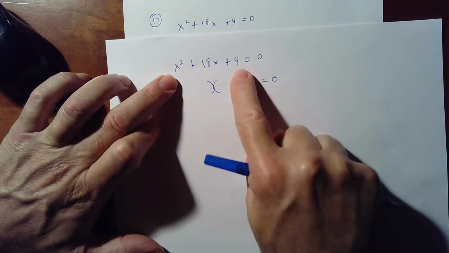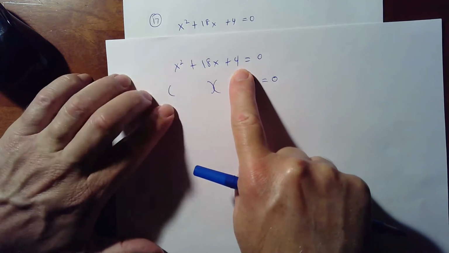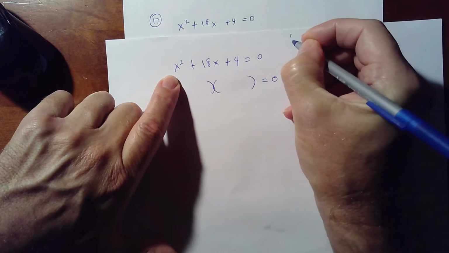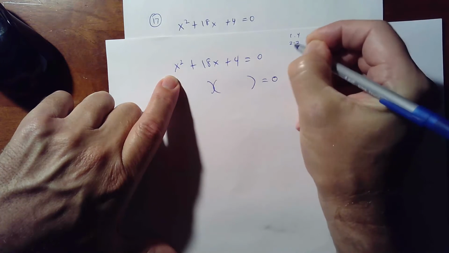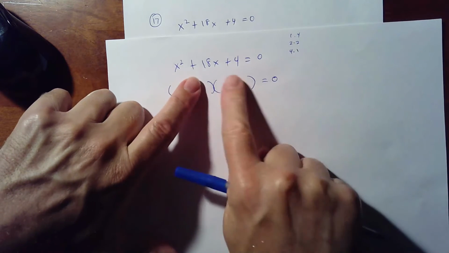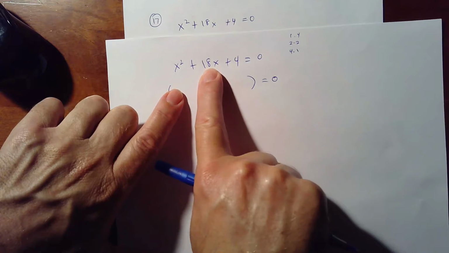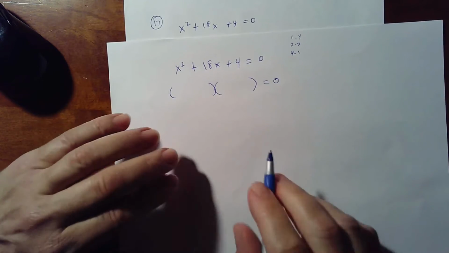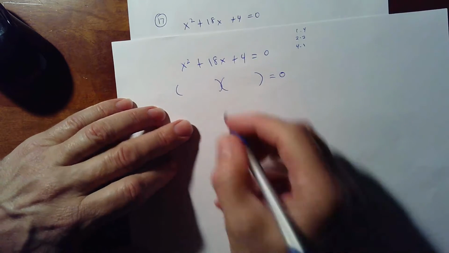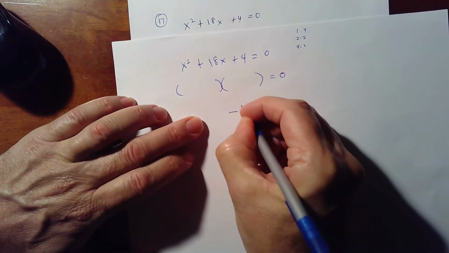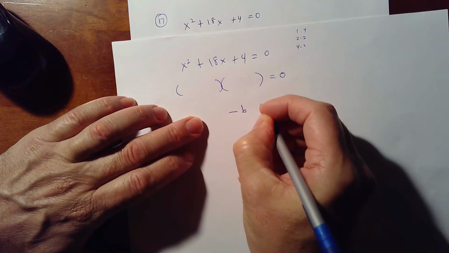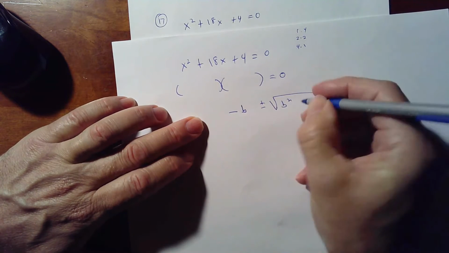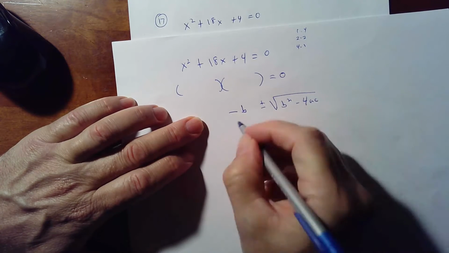But we only have a 4 over here, right? So what are the factors of 4? 1, 4, 2 times 2, 4 times 1. And none of that is going to combine to get to 18. So we can't just do the normal simple factoring. We do need to use the quadratic formula, right? And that quadratic formula is x equals negative b plus or minus the square root of b squared minus 4ac, over 2a.